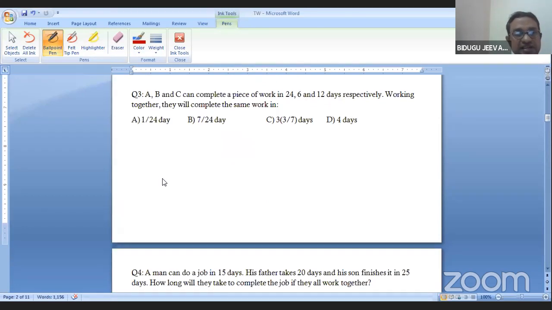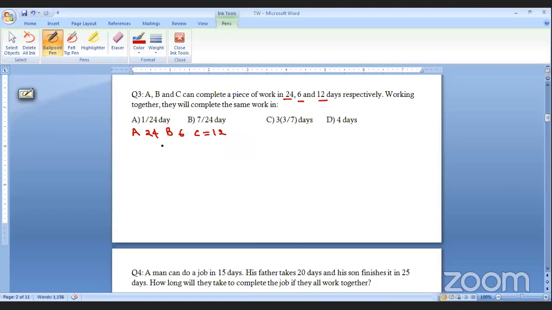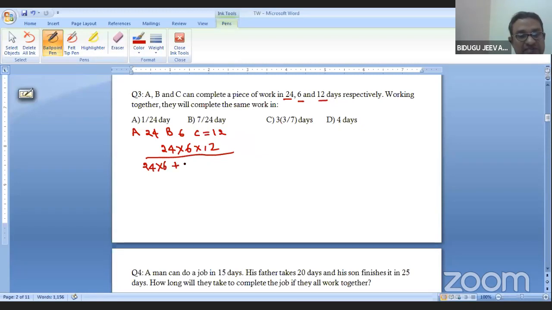Now, read the question properly. A, B, C can do the work in X, Y, Z days respectively. A takes 24 days, B takes 6 days, C takes 12 days. Working together, how many days will they take to complete the same work? What is the rule I said? XYZ by XY plus YZ plus ZX. Here, 24 into 6, I cannot do that multiplication. 6 into 12, of course, I may manage. 12 into 24, again it's a great calculation. Then what to do?